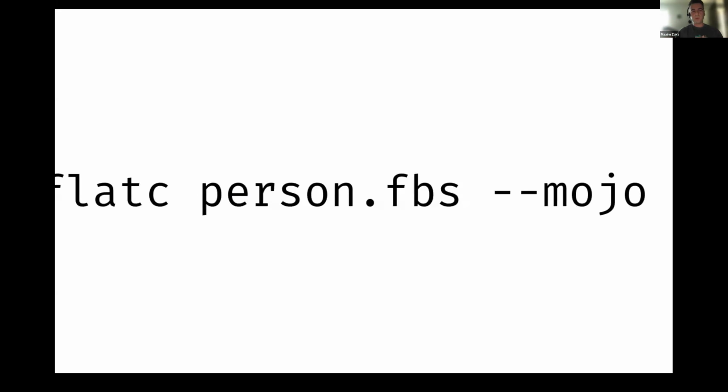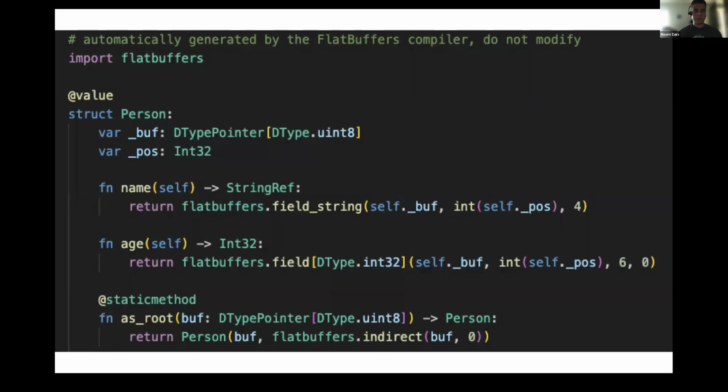Then what we can do is call flatc, person.fbs. This is the name of the file with the schema, and then --mojo. This is what I'm working on. So flatc is the FlatBuffers compiler written in C++, and I'm adding Mojo support to it, mainly a Mojo code generator. And then we get something like this.